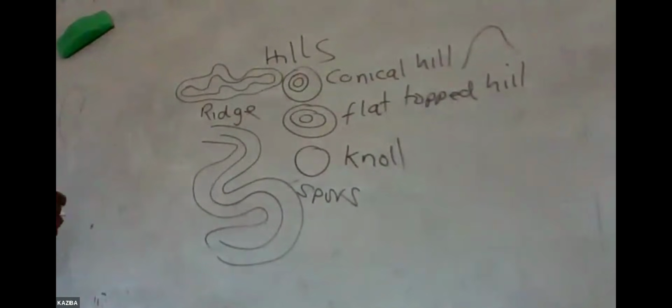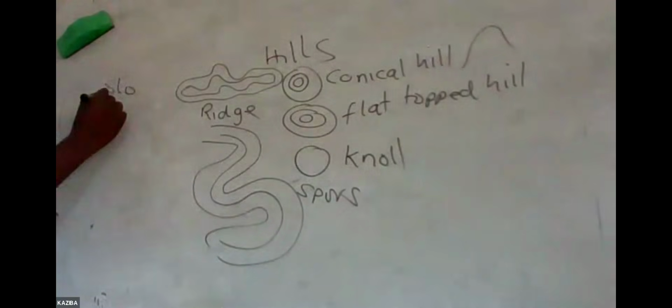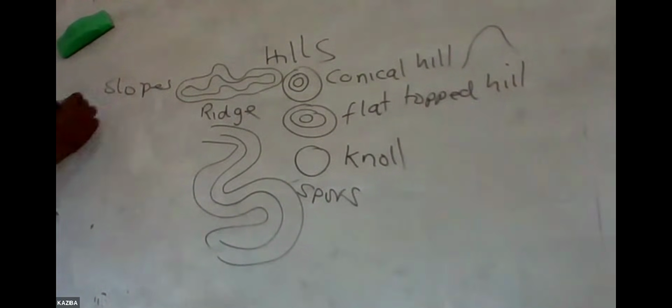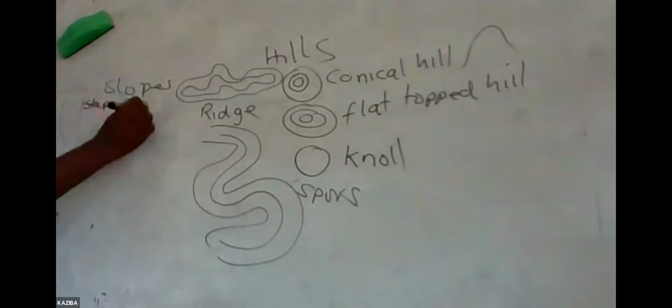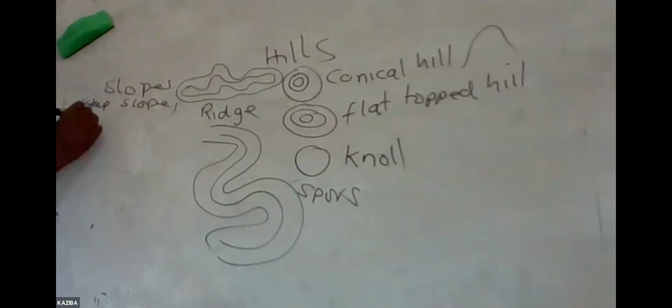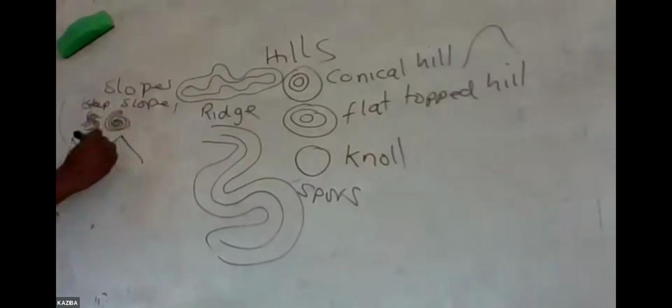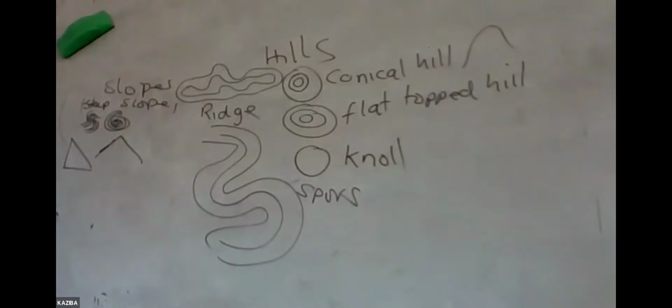After hills, we go to slopes. Under slopes, we have steep slopes. Steep slopes is where you have contours closely packed, so close to each other. It can be in a circular form, or when it is like this, it is just a steep slope like this. If it is like this, it can be either side steep.